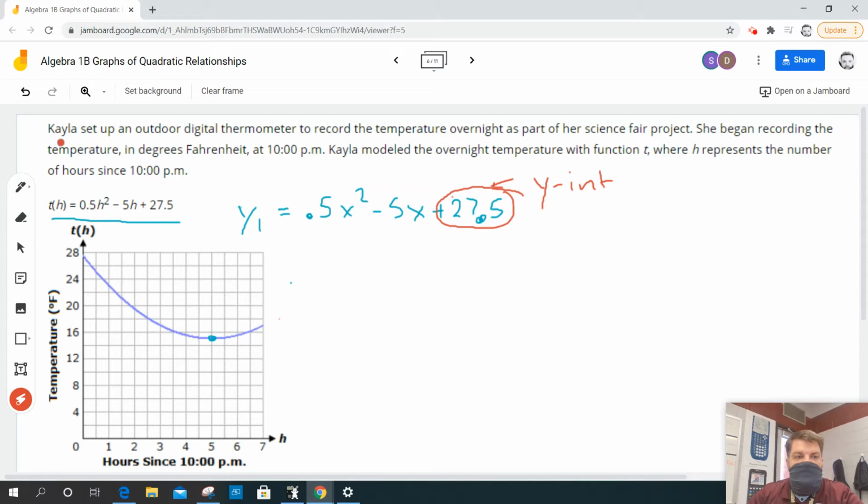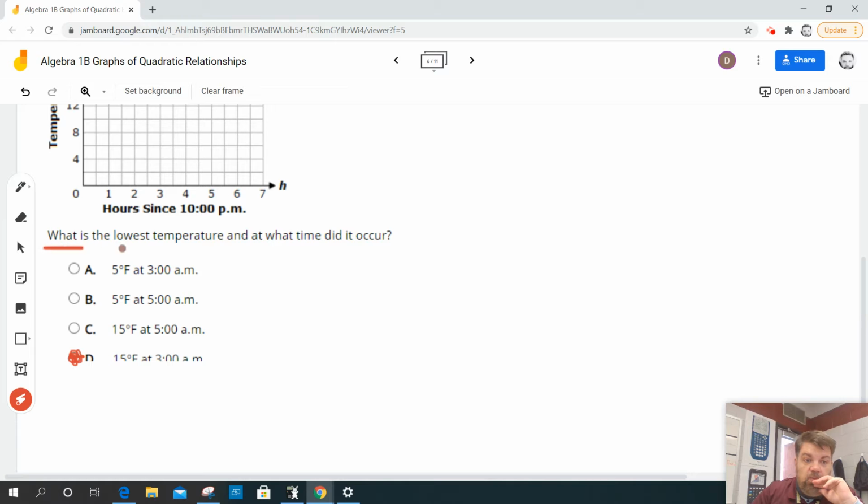All right, so for this one, we have that Kayla set up an outdoor digital thermometer to record the temperature overnight as part of her science fair project. She began recording the temperature in degrees Fahrenheit. At 10 p.m., Kayla modeled an overnight temperature with the function T, where h represents the number of hours since 10 p.m. And this is the function right here. The question is, what is the lowest temperature and what time did it occur?